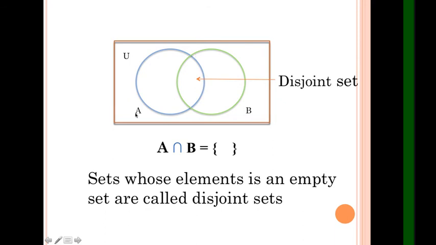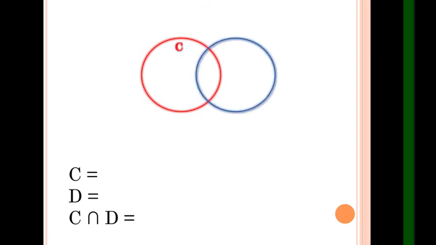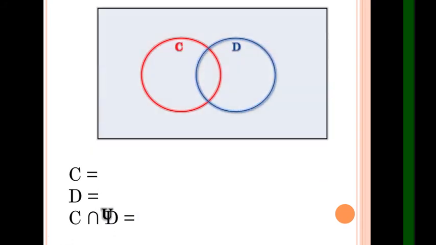Let's say, si A, meron siyang 1, 2, si B, meron siyang 3, 4. So, they don't have similarities or similar elements. So, we call them disjoint set. And we represent that disjoint set as a null set kasi nga wala siya. It's an empty set. Okay, now let's have an example. We have C and D for the universal set, and these are the numbers.